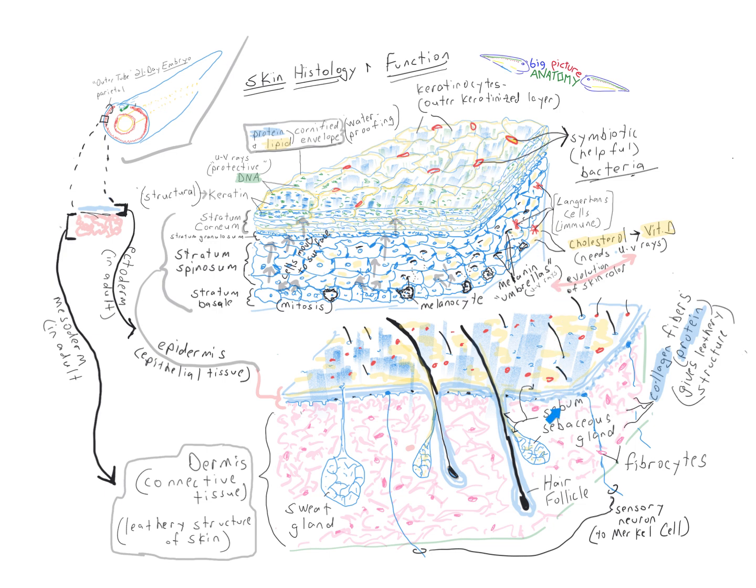The dermis itself is a much thicker connective tissue forming the leathery structure of the skin, mostly collagen fibers with those fibrocytes throughout it, but also those epidermal structures that dive down, forming the hair follicle, the sebaceous glands next to the hair follicle, and the sweat glands that secrete sweat. That then is the histology and function of the skin from big picture anatomy.